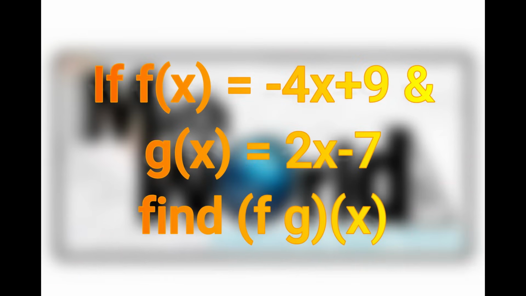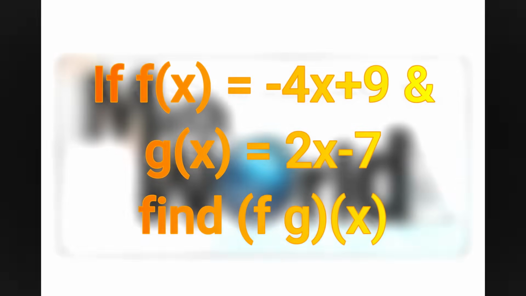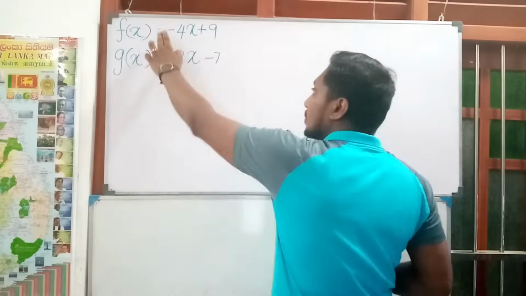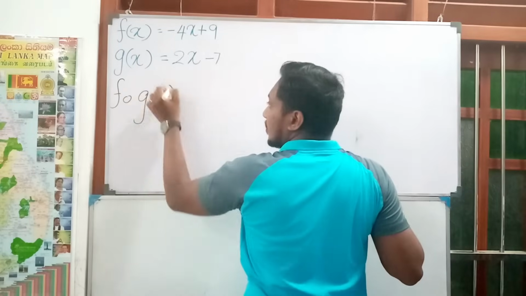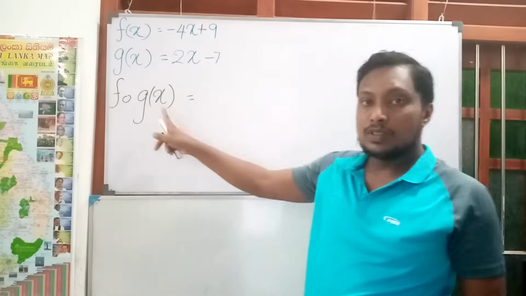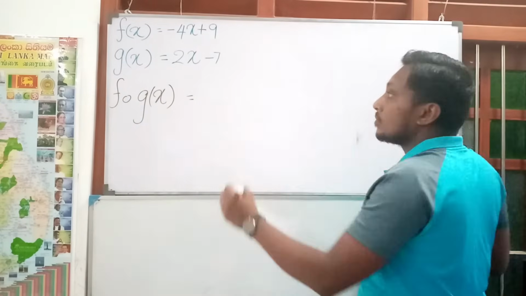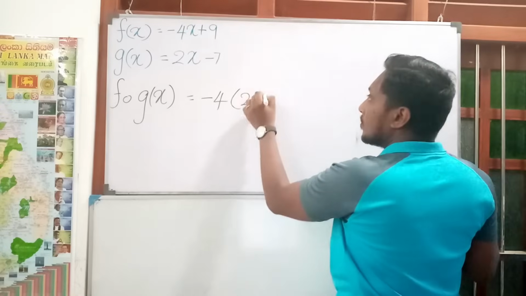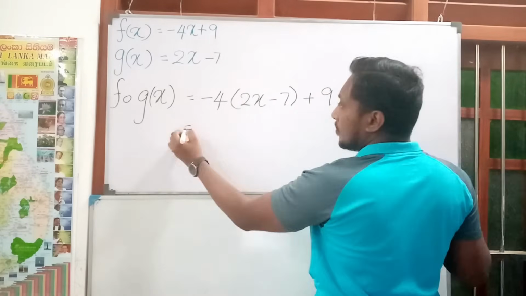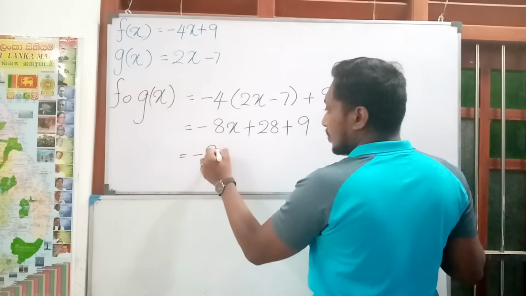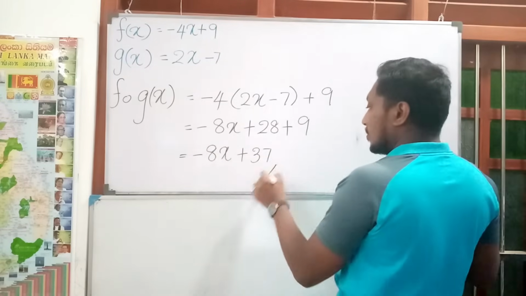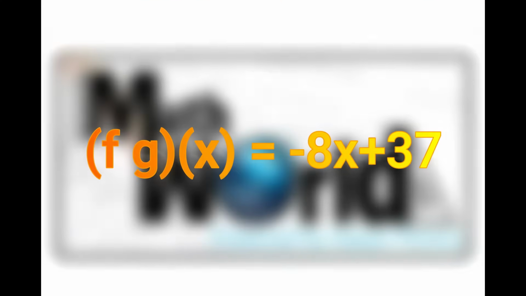Students, now let's see an example. Let's take f(x) is minus 4x plus 9 and g(x) is 2x minus 7. Let's find f of g(x). That means you have to put g(x) into f(x). So instead of the x terms in f, we put g(x), then expand the bracket and simplify. Then you will get f of g(x). That is easy.